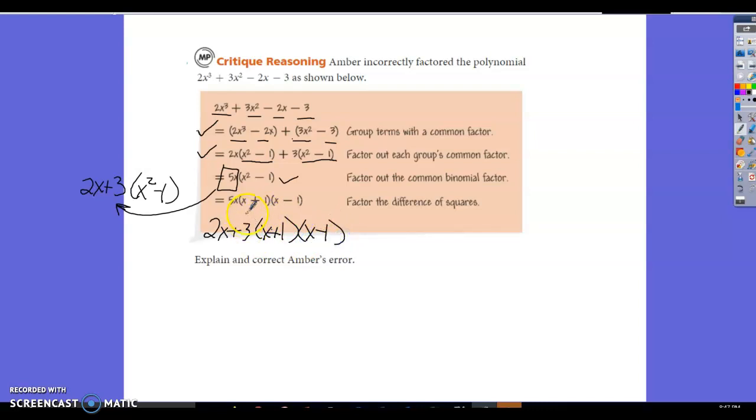And again, you can check this. If you take these factors and you multiply them back together, you should get what you started with. This is the factored form of this polynomial. And let's see, explain and correct. Alright, we corrected Amber's error, and hopefully I've explained it as I went. If you have any questions, please let me know.